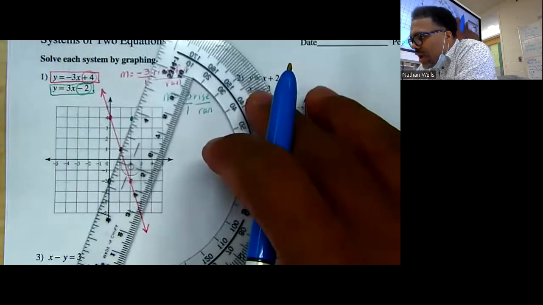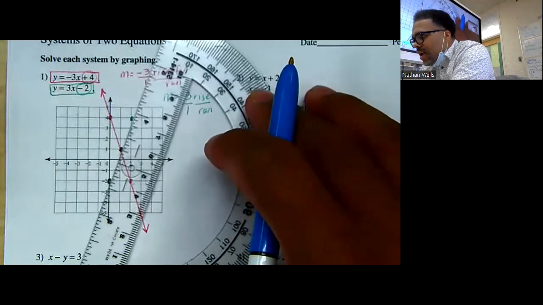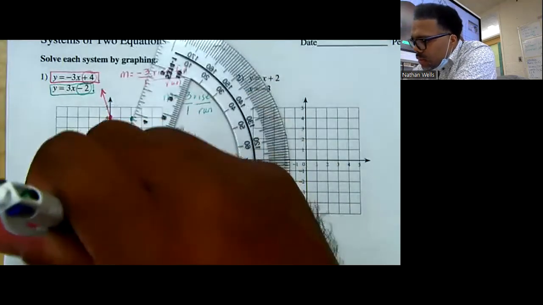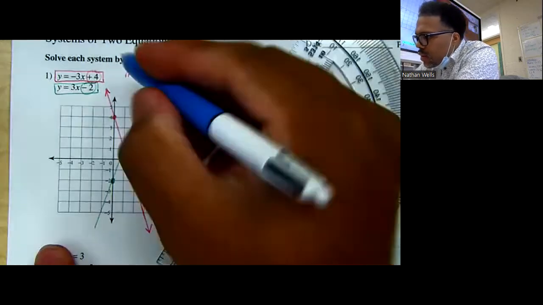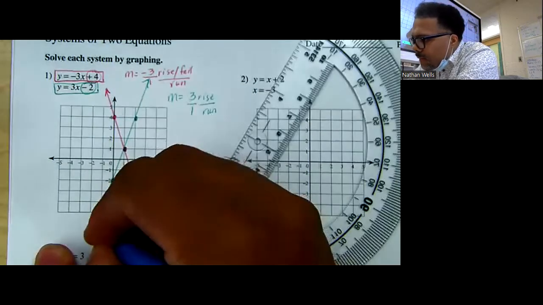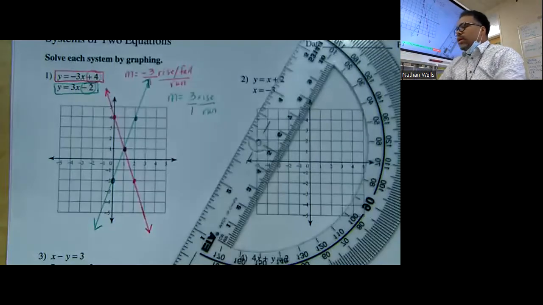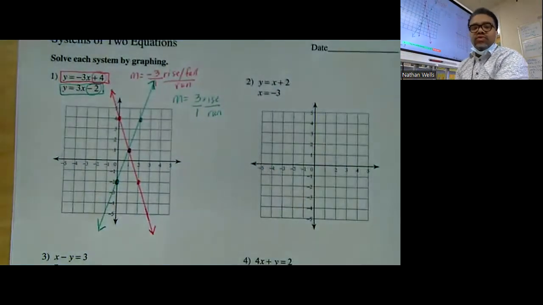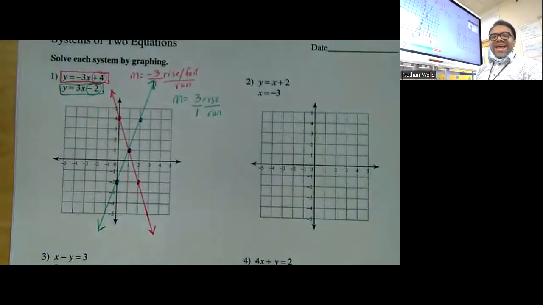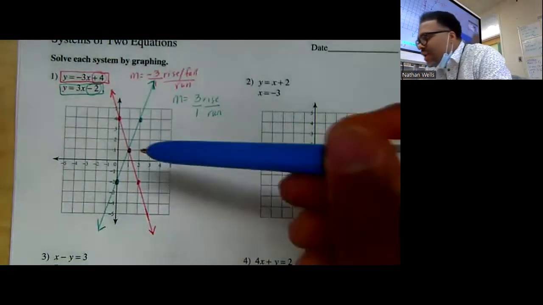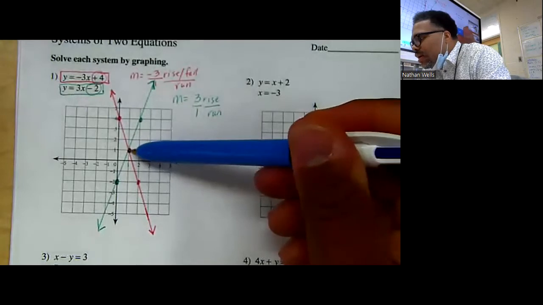I can go ahead and graph it. And there are my 2 lines for each of my equations. And I see that they intersect at one point. They intersect at this point here.